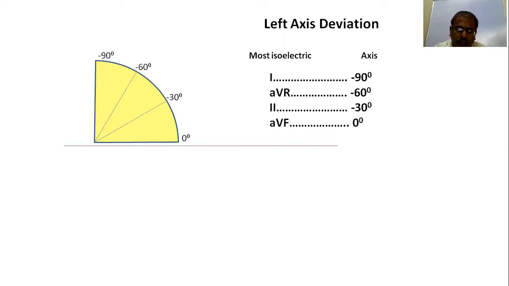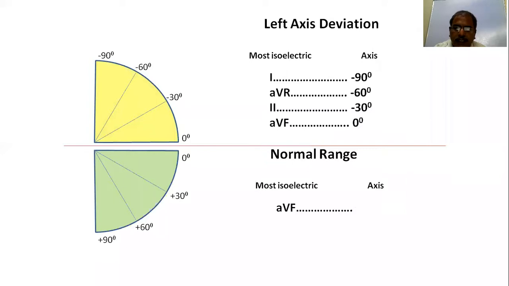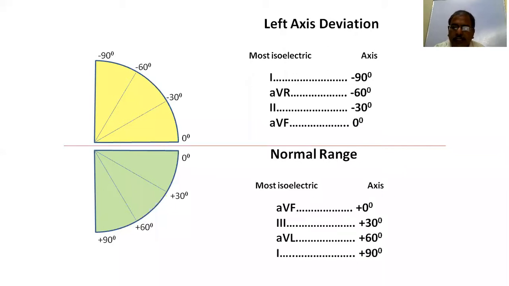So this is left axis deviation. Now let us see in the lower quadrant what happens. This is usually your 0 degree, 30 degree, 60 degree and 90 degree. So here is your normal range. If the most isoelectric lead is aVF, then the axis is 0 degree. If the isoelectric complex is seen in lead 3, then the axis is 30. Similarly, if aVL, then 60 degree. If lead 1, then it is 90 degree.